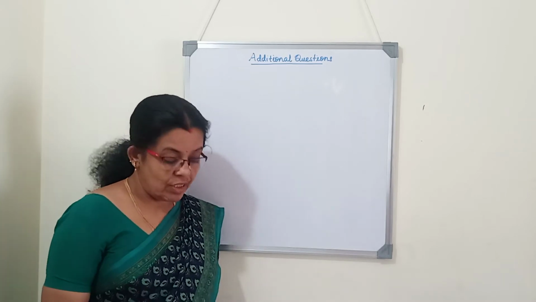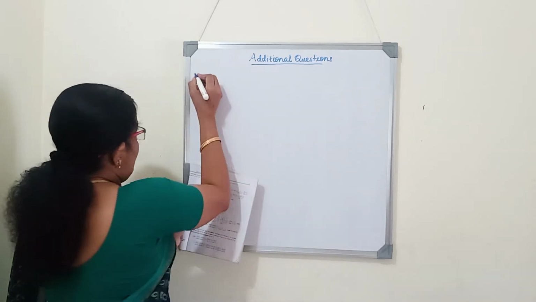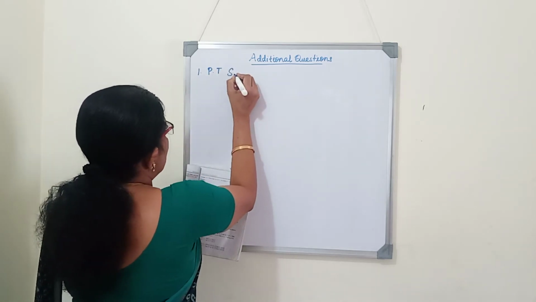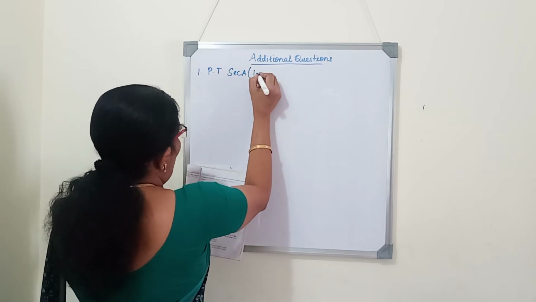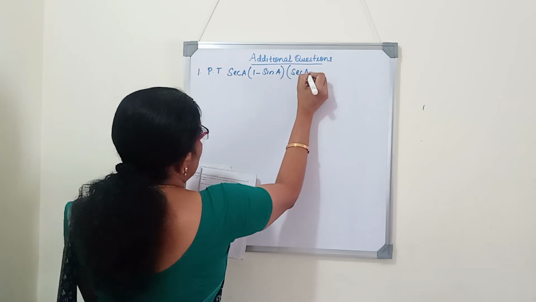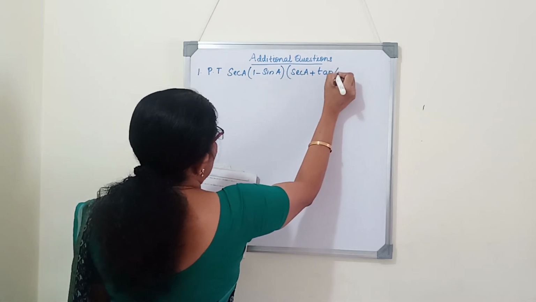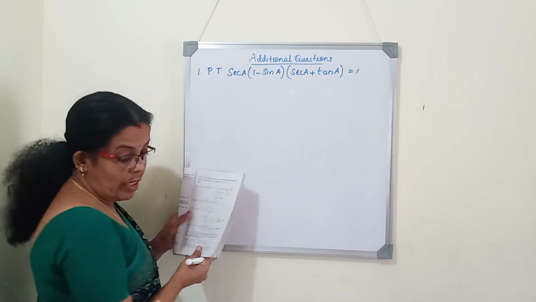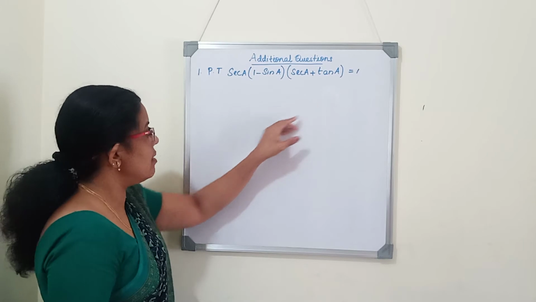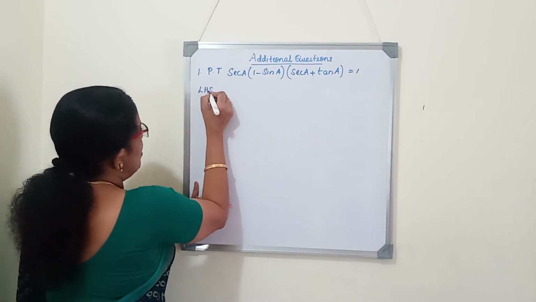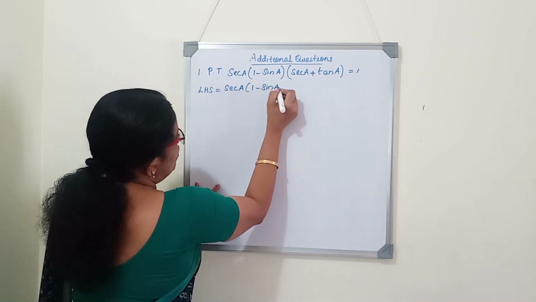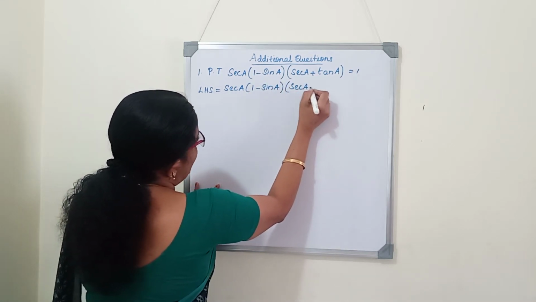Now we will see a few additional questions. First question, prove that sec A into 1 minus sin A into sec A plus tan A is equal to 1. So here we have to prove that sec A into 1 minus sin A into sec A plus tan A is 1. So we will start with the LHS. LHS is sec A into 1 minus sin A into sec A plus tan A. So we have to get the RHS as 1.